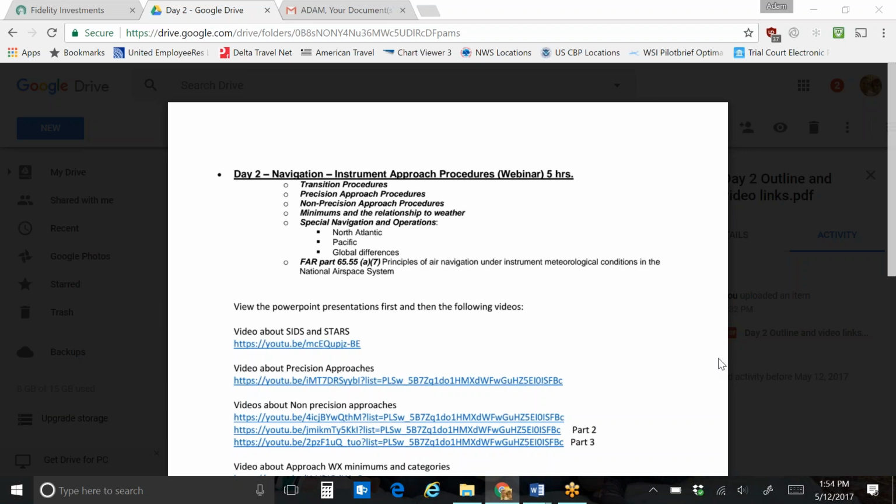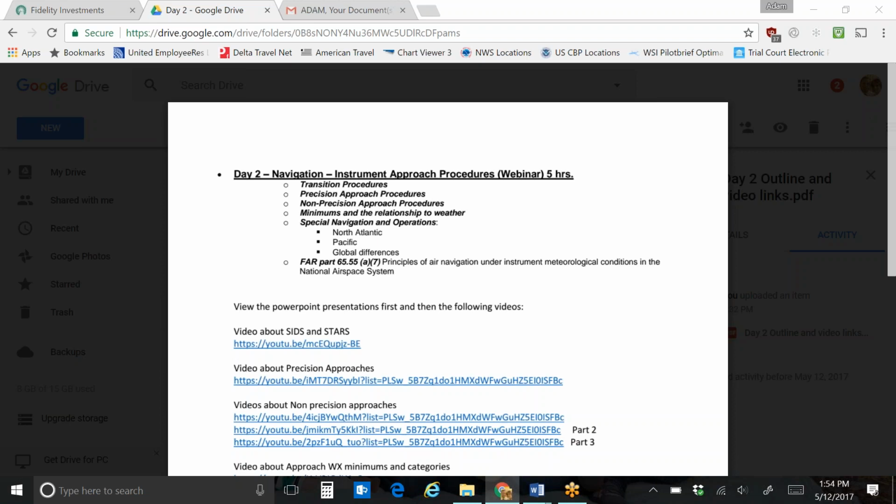Then you're going to look at precision approach procedures. We did look at this a little bit last night with ILS approaches and other instrument approaches. Now remember, the big thing about precision approaches is that it gives an airplane both lateral and vertical guidance. So you definitely need to remember that.